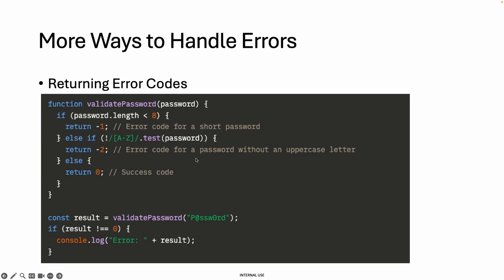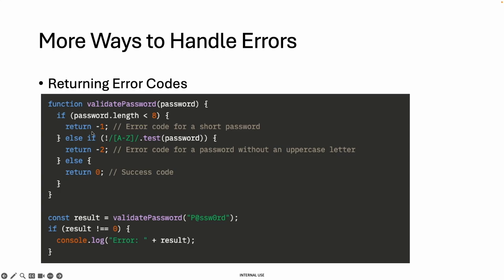And there's other ways to handle errors. We already kind of talked about this, returning or handling it based on the error code. But here, this is returning error codes that are customized or specific. So here we're validating a password. If a password is less than 8 in length, we're going to return -1 to indicate the password's too short.